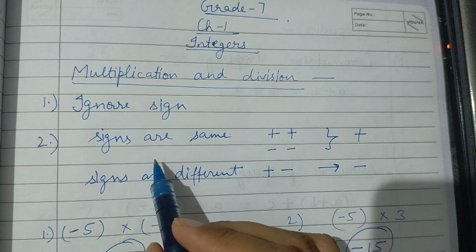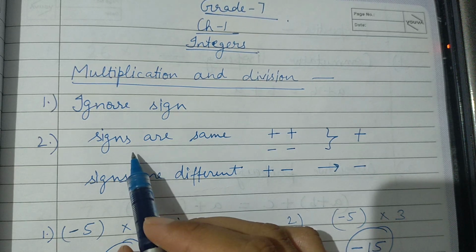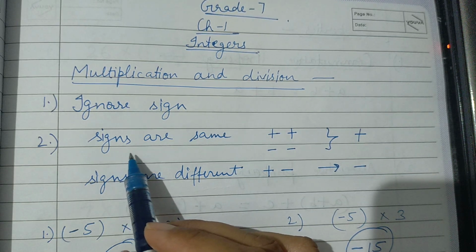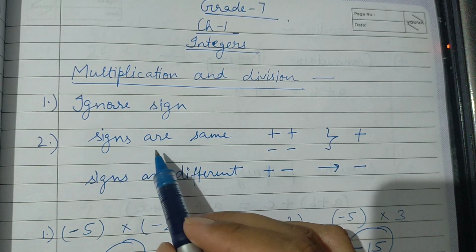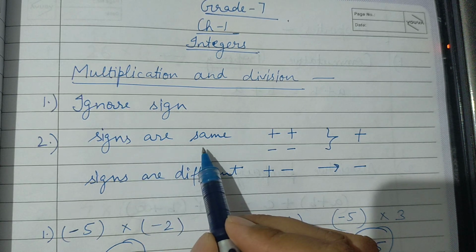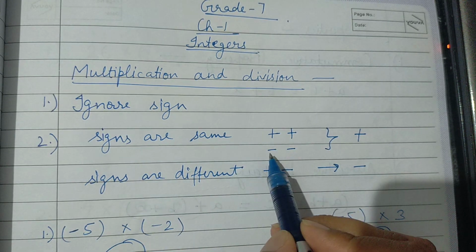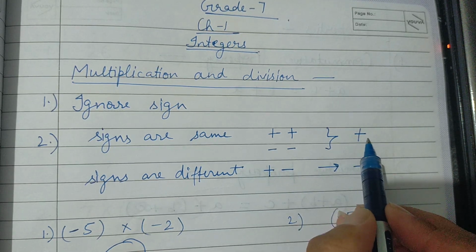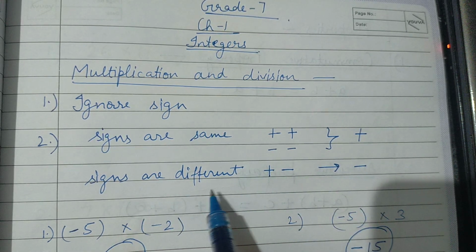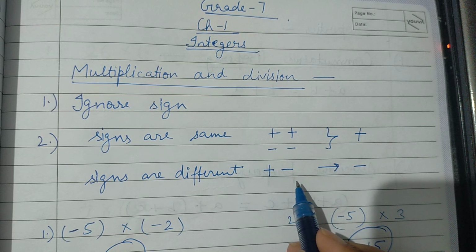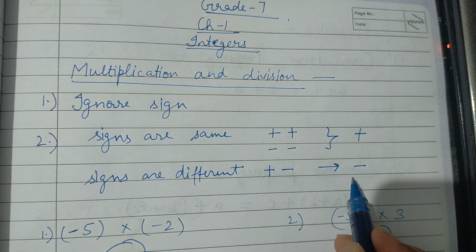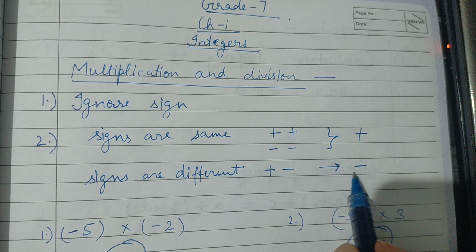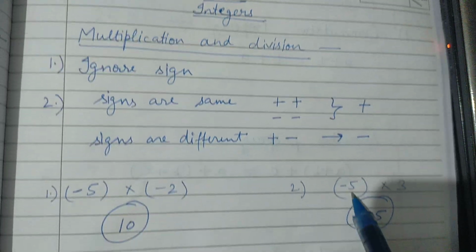How we will decide the sign of the result? You have to check these two things. If both the signs are same, either it is plus plus or minus minus, then the sign of result will be plus. If both the signs are different, one is plus and one is minus, then the sign of the result will be negative. You just have to follow these simple rules.